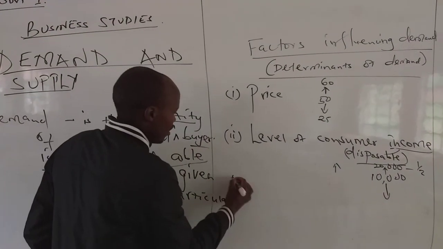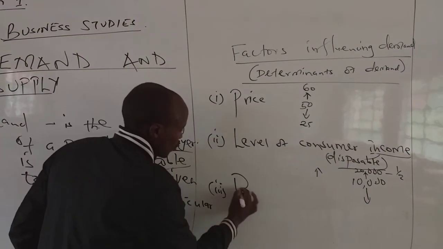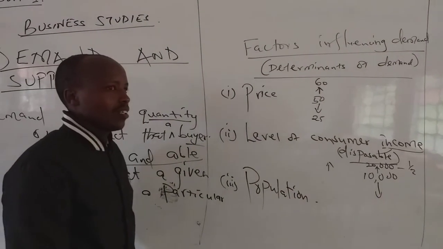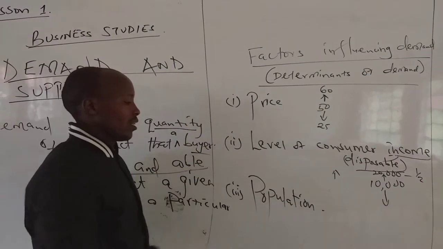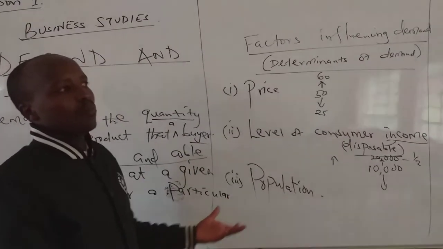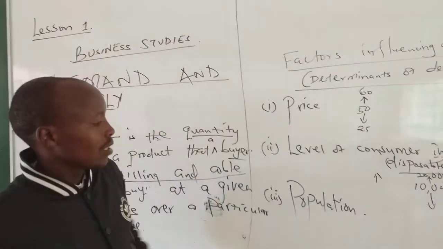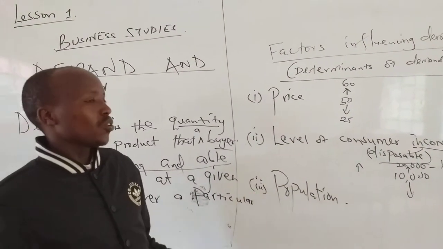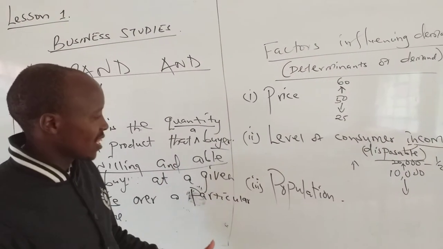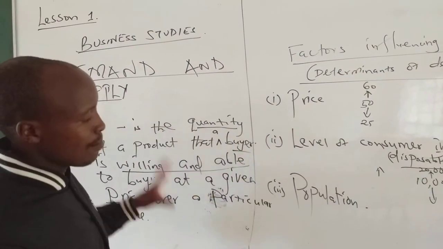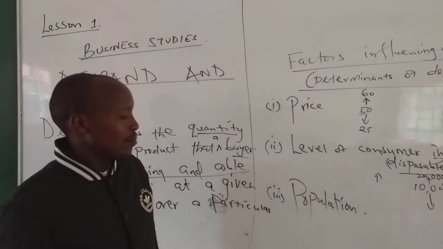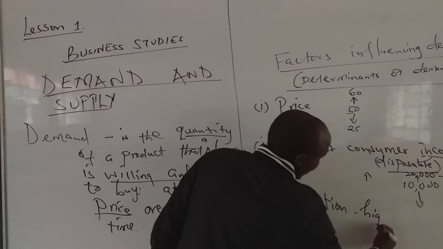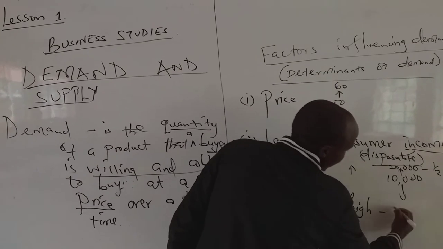Point number three, let us look at population. Population also plays a key role in business studies, because producers usually depend highly on the population, and that is why most people try to establish businesses where we have a dense population. The population forms the market, and this market creates the demand. In other words, a higher population will have what we call increased demand.